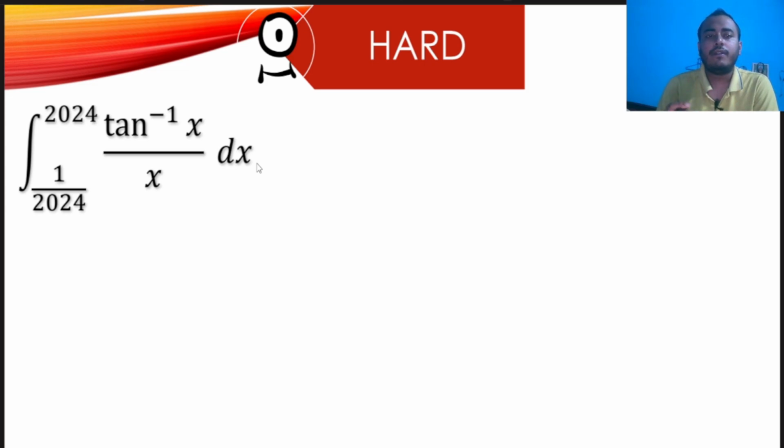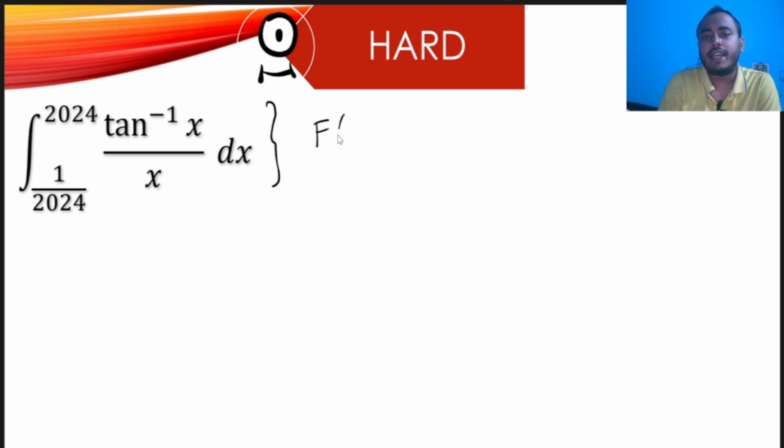The integral from 1/2024 to 2024 of tan inverse x by x dx. This is our entire question. Now, in order to do this problem, we can try some manipulations, because you see the tan inverse x function, and there is an x here. There are multiple ways to go about this. One of the ways I can show you. So let us try doing this.